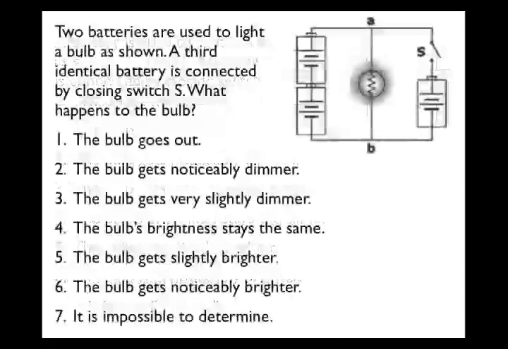Two batteries are used to light a bulb as shown. A third identical battery is connected by closing switch S. What happens to the bulb? Well, previously the potential difference from here to here was 2 times the potential difference of one battery. If these are 1.5 volt batteries, then it would be 3 volts from here to here.